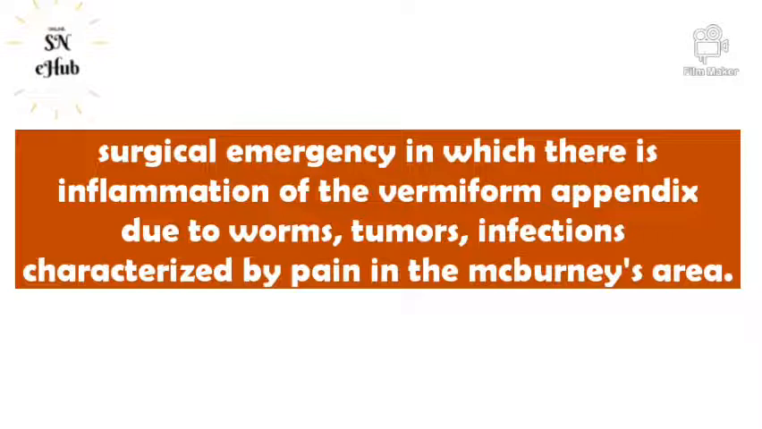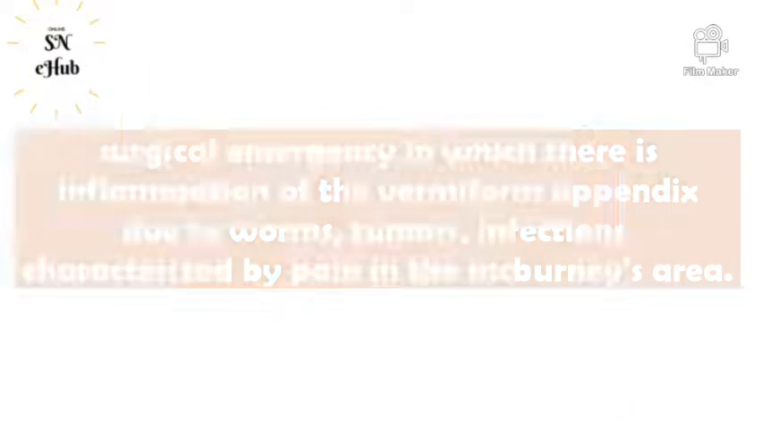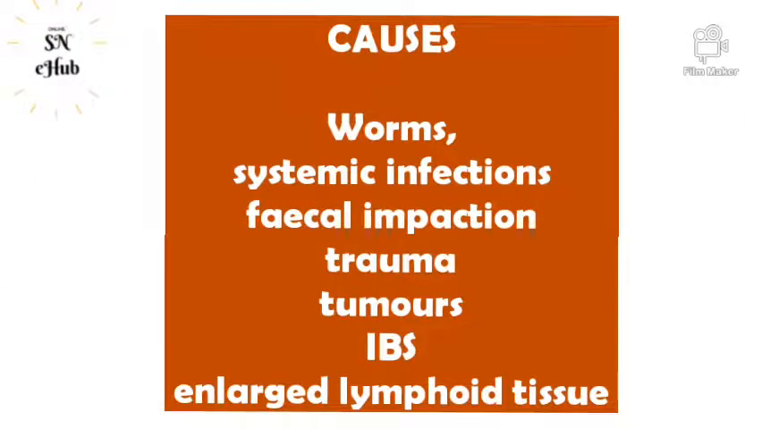What are some of the possible causes of acute appendicitis? We've already discussed that it can be some worms or some parasites. It can be some systemic infections. It can be some fecal impaction. So any obstruction to the entry inside the appendix can cause inflammation of the appendix.